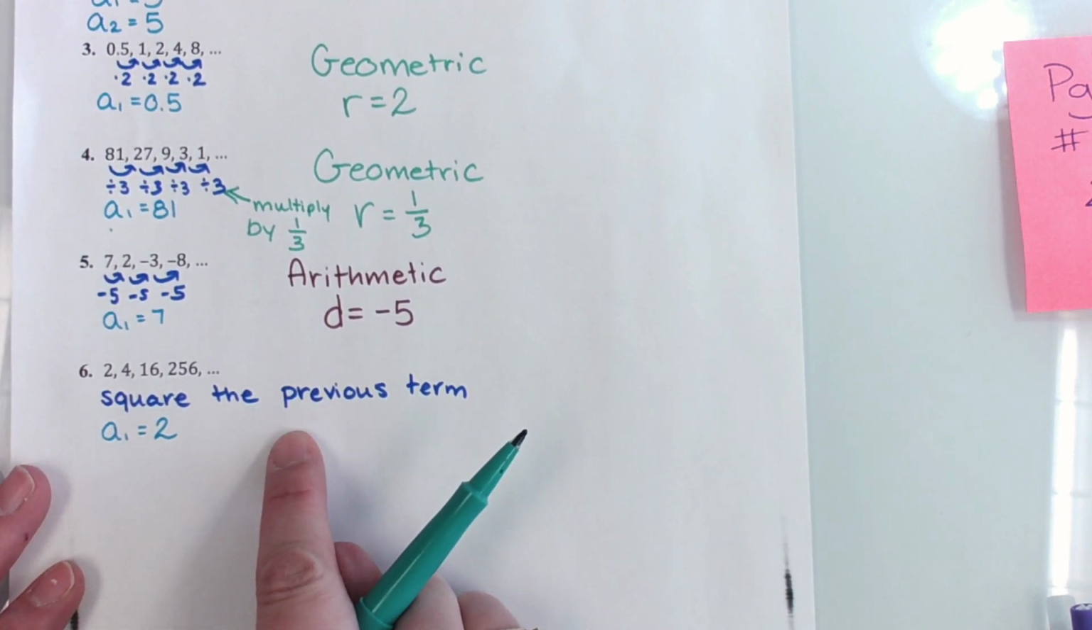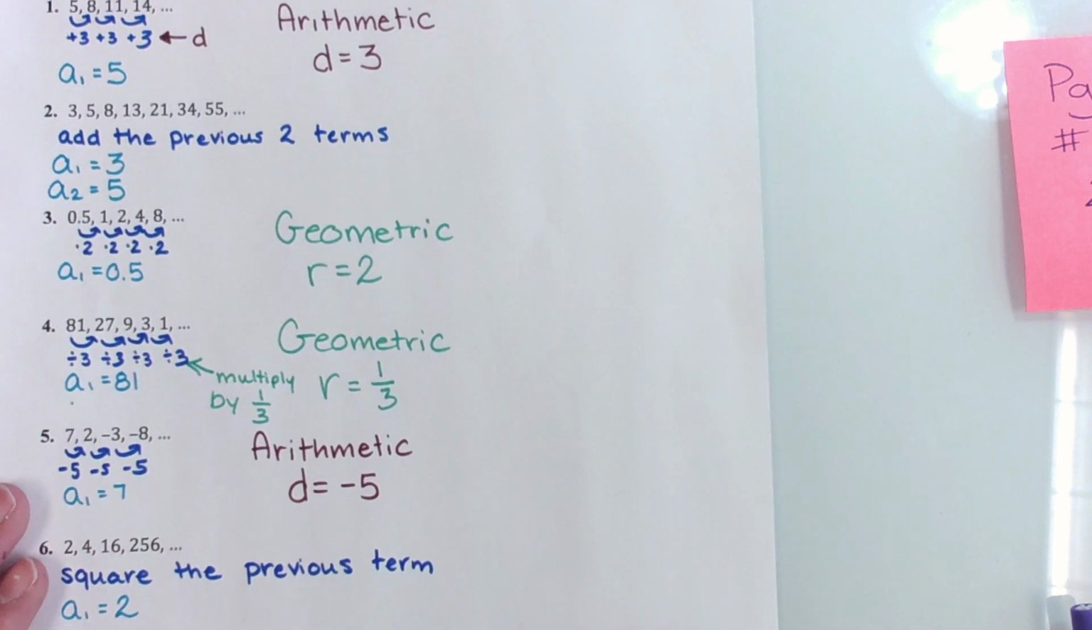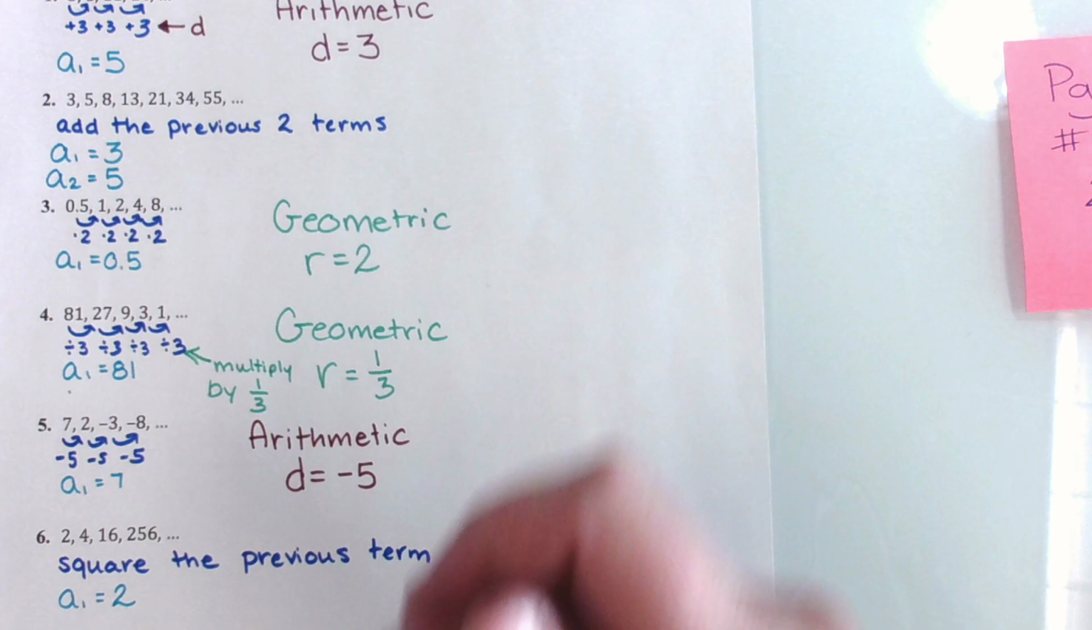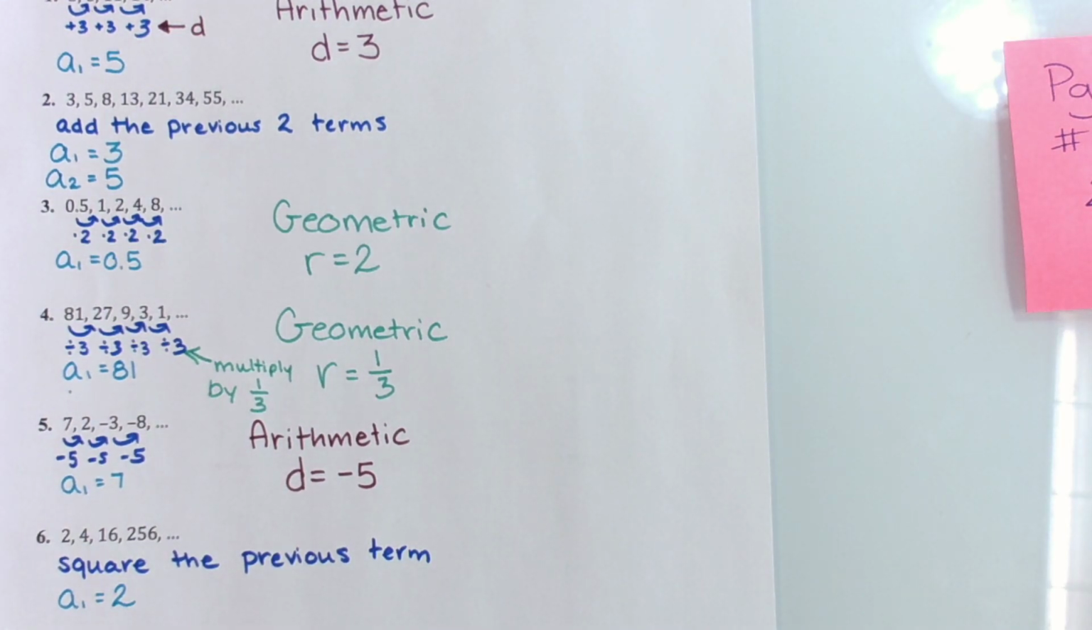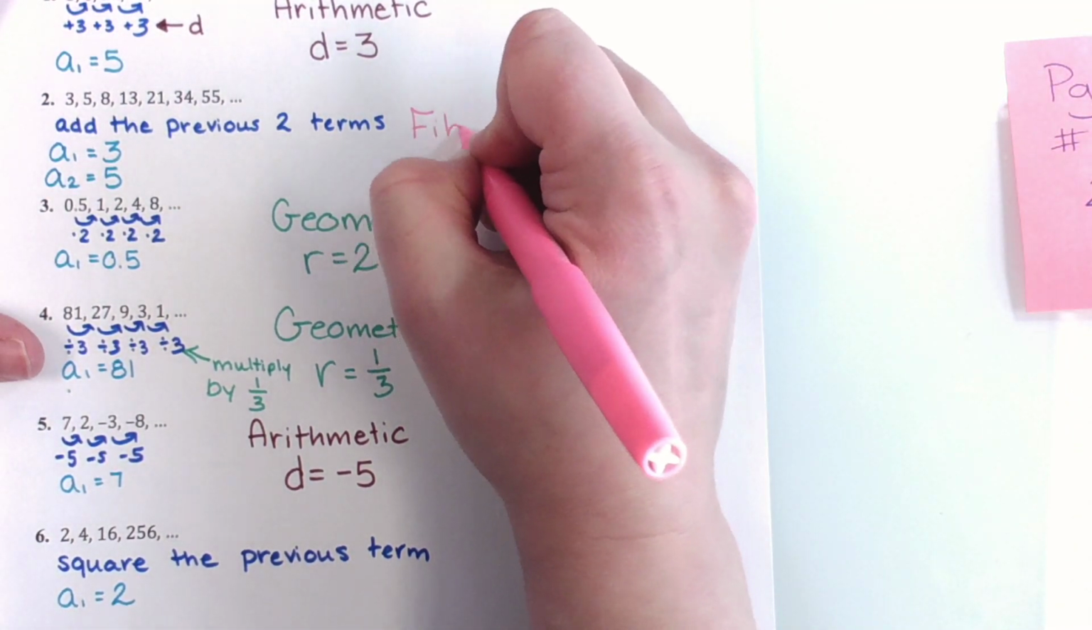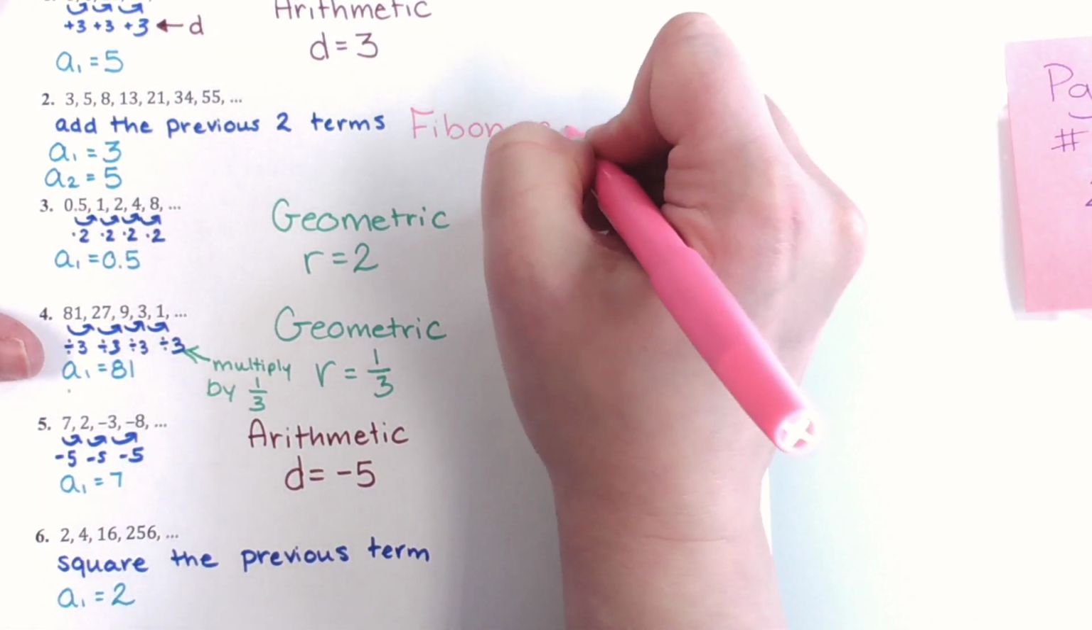Is this one geometric? No. In fact, when it comes to these two terms that are here, if I'm asked whether they're arithmetic, geometric, or neither, you would essentially say they are neither. If you are curious, this one does have a name. It's a Fibonacci sequence.